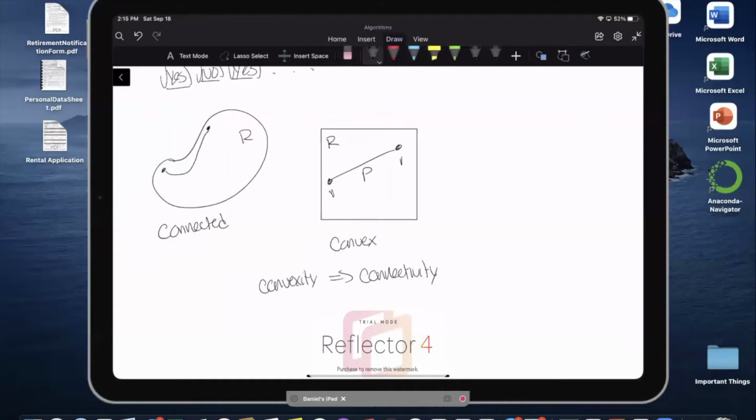This is connected but not convex because if we were to draw a straight line path, well, that would break, that would not pass through the entire region R. So therefore it is connected, but it is not convex, right? Okay.